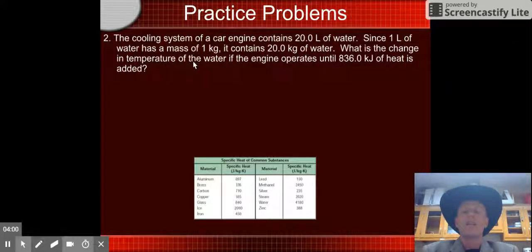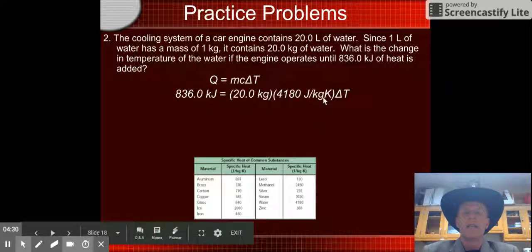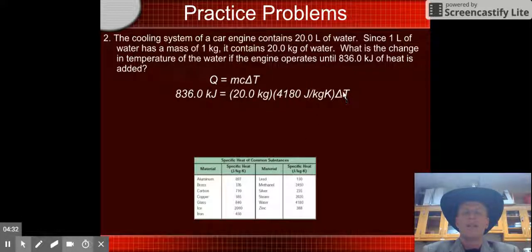What is the change in temperature of the water? Change in temperature, that's delta T. We're looking for delta T for this one. If the engine operates until it gives off that joule number, that's your Q. That's a K, so that's 1,000 times this. So we get 836,000 is our Q. We have the Q, 836,000. We have the mass. Water's number is right down here, 4180. And then a delta T, which is what we're looking for.